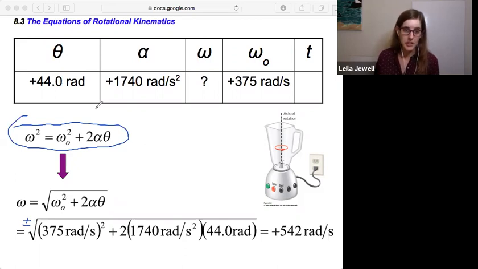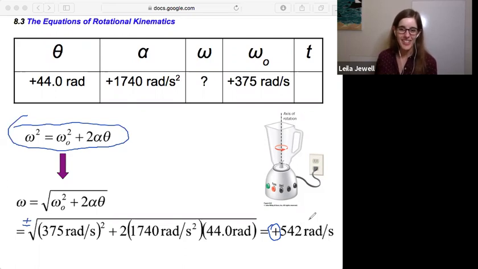In this case, since we have a positive initial angular velocity and a positive angular acceleration, that tells me that the acceleration is acting in the same direction as the angular velocity, so we should have a larger angular velocity in that same direction. So we will choose the positive one here, and the number comes out to 542 radians per second, which is significantly faster than 375 radians per second. Wouldn't want to put my finger down there, right?